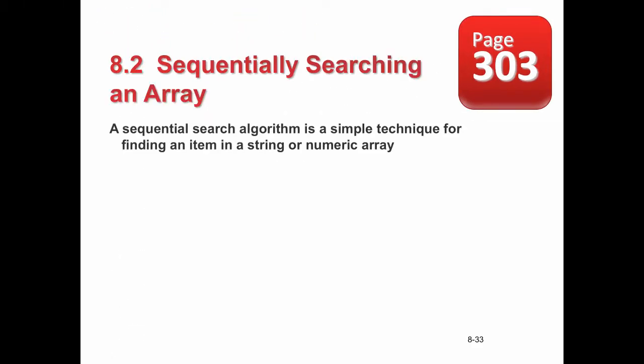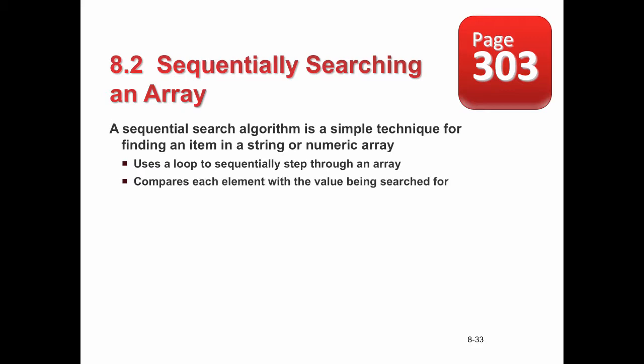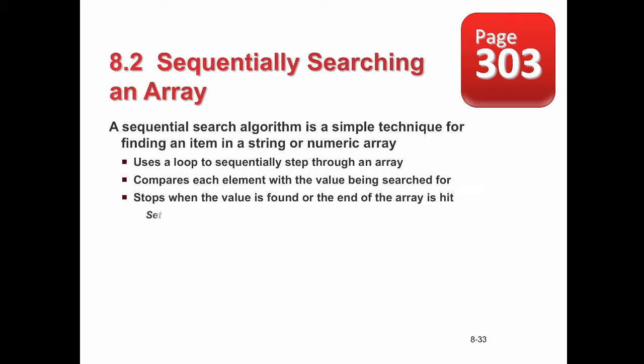How do we go through an array and look for things? A sequential search algorithm is a simple technique for finding an item in a string or a numeric array. So basically what it does is it uses a loop to sequentially step through the array and look at every single element. It compares that element with the value being searched for. It stops when the value is found or the end of the array is hit.